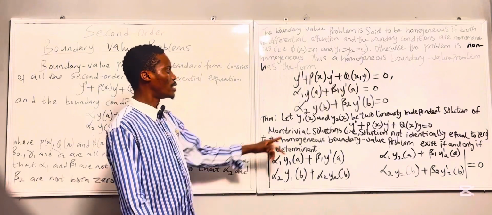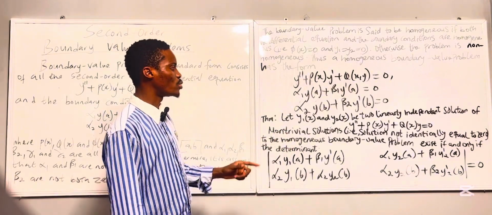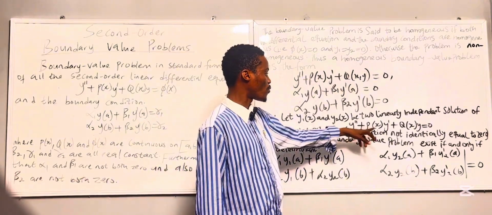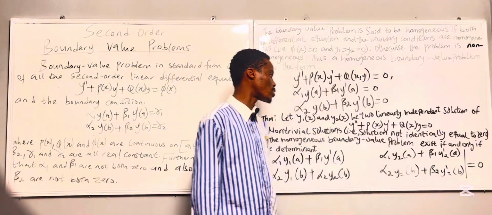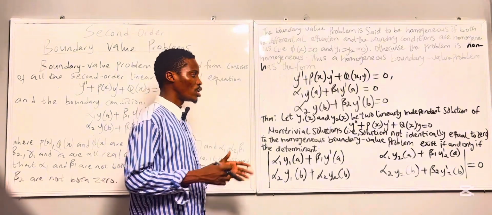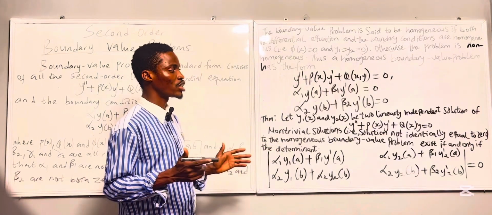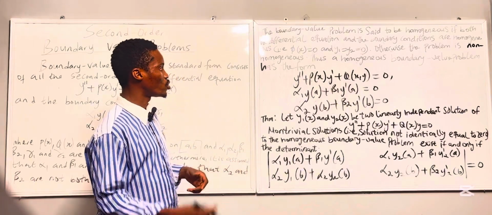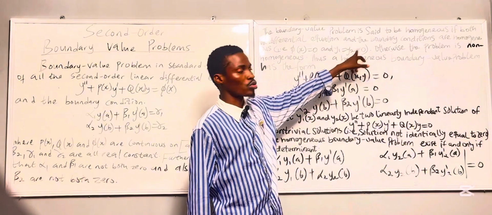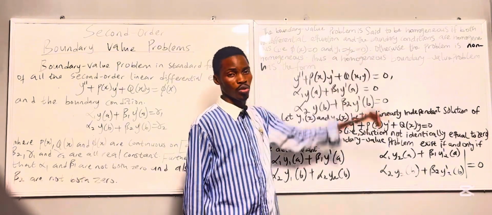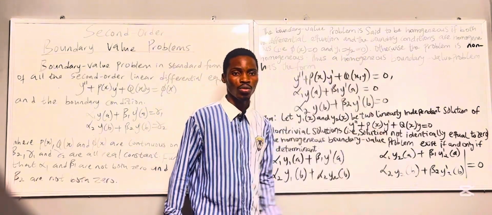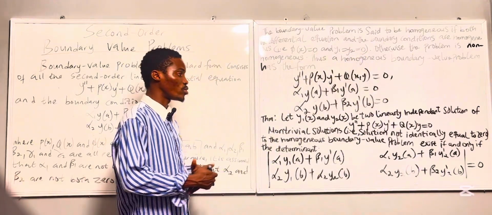The theorem: let y1 of x and y2 of x be two linearly independent solutions of y double prime plus p of x y prime plus q of x y is equal to 0. Consider a non-trivial solution, meaning a solution that is not identically equal to 0. If y1 and y2 are both equal to 0, we call it a trivial solution. But if y1 and y2 are not equal to 0, we call it a non-trivial solution.